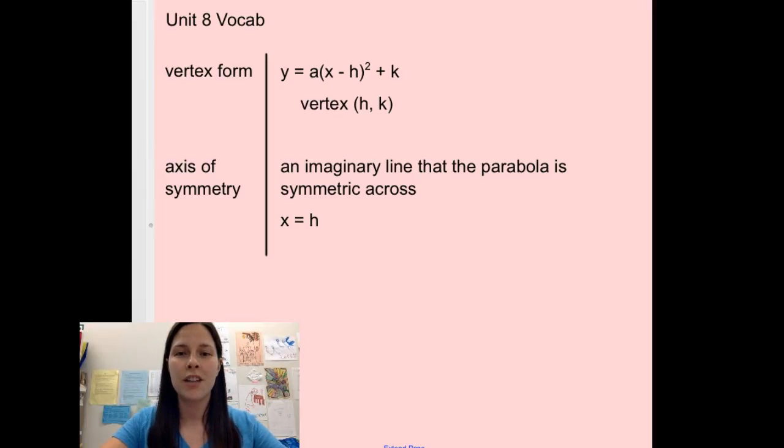We're continuing to look at vertex form. As a reminder, the equation for vertex form gives us that vertex or turning point right in the equation. The opposite of h is the x-coordinate of the vertex, and k is the y-coordinate of the vertex. We're also going to learn about something called the axis of symmetry, which is an imaginary line that the parabola can get flipped across. The equation, because it's a vertical line, is an x equals equation, and it equals the x-coordinate of the vertex, or h from the equation.